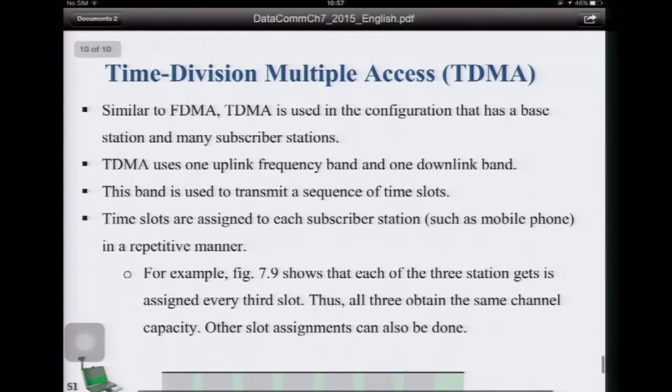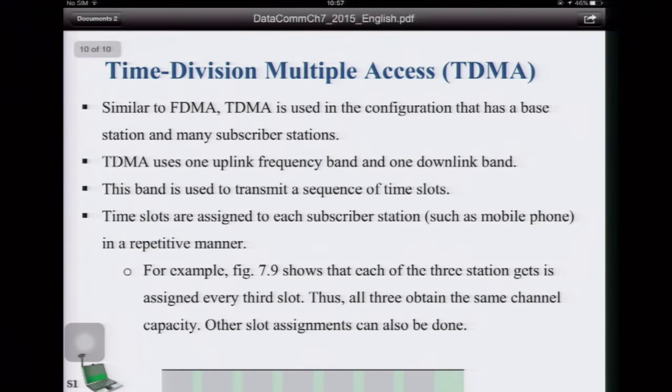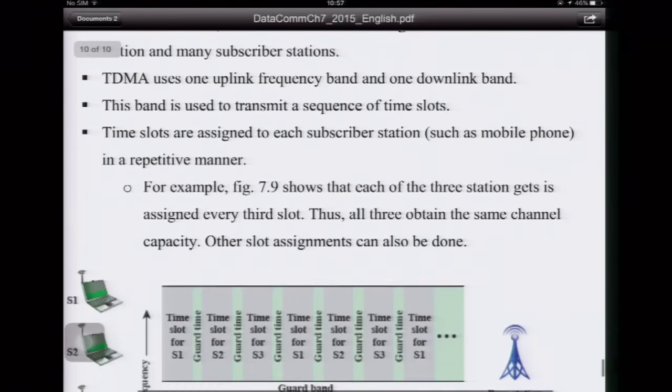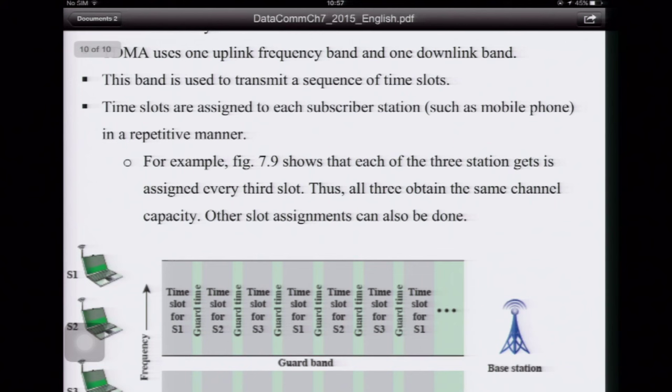TDMA, or time division multiple access, again has a base station and many subscriber stations. For our cellular phones in Thailand, many years ago we used FDMA, but later we used TDMA. TDMA is for digital mobile phones, while in the past it was analog phones that used FDMA. For TDMA, we use one uplink frequency and one downlink frequency, so there are only two frequency bands.